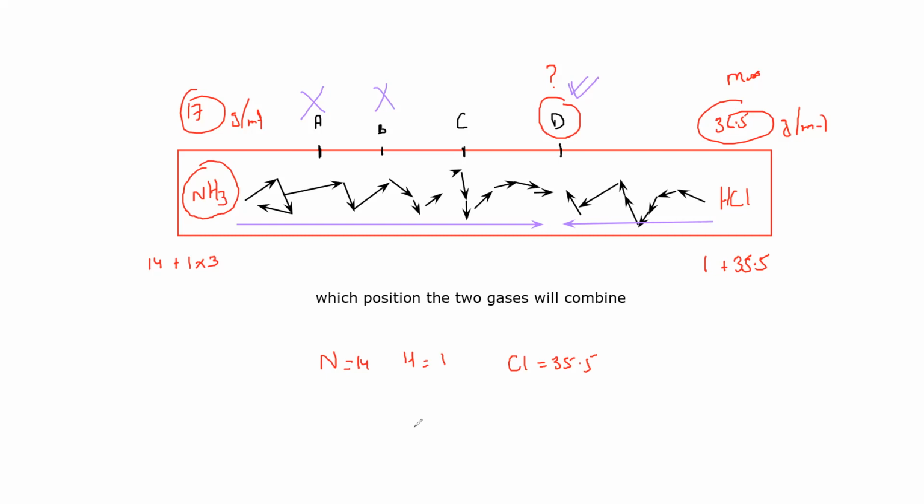Another similar example. You have a container, and this time the two gases, one is carbon dioxide, another one is HCl. Point C is exactly the center. Or point B is exactly the center.